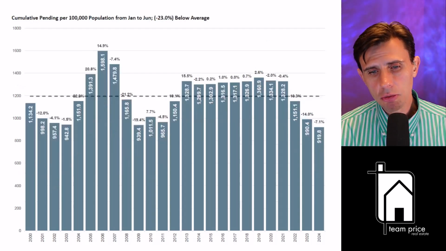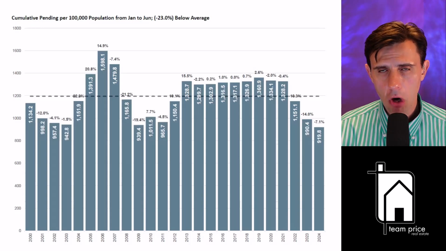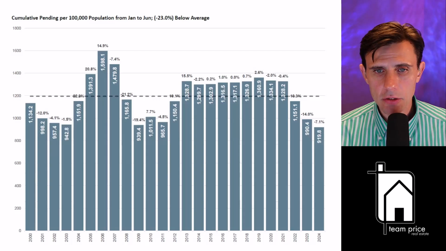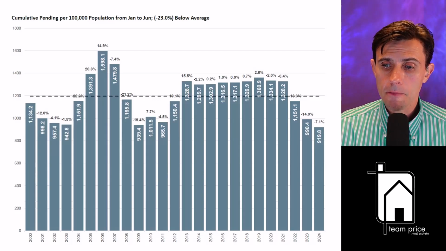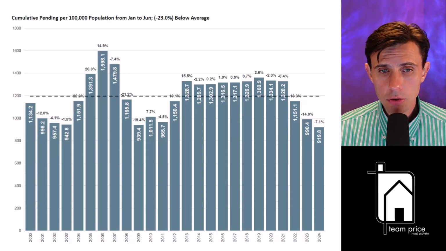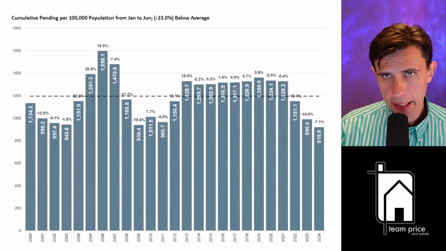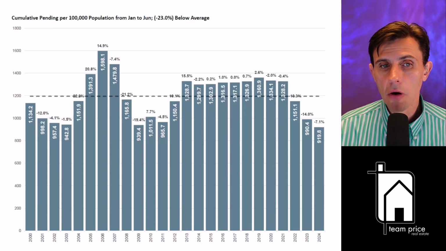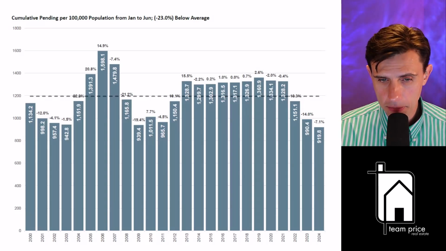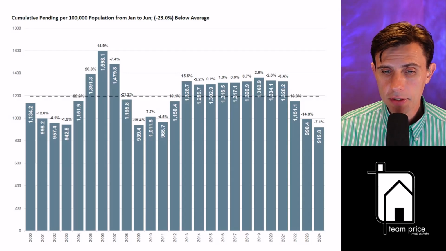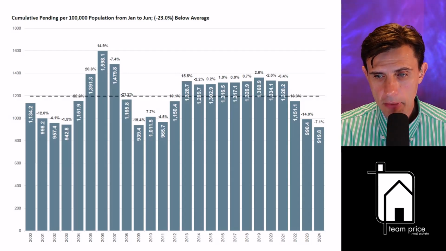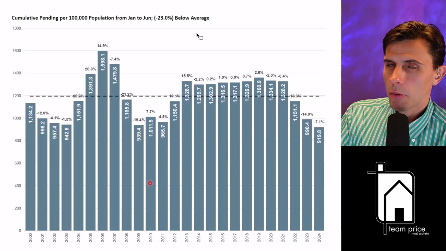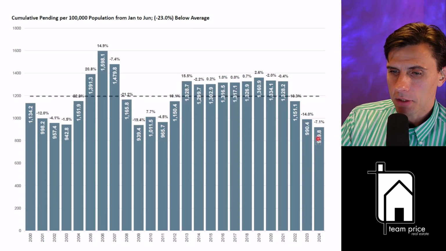When you look at the cumulative number of pending properties, all of January, February, March, April, May, and so far in June, 9,109.8. Cumulative number of pending properties per 100,000 people. If this number does not improve dramatically, it's going to be the worst year on record. But we want to stay away from that. I do expect this number to go up.